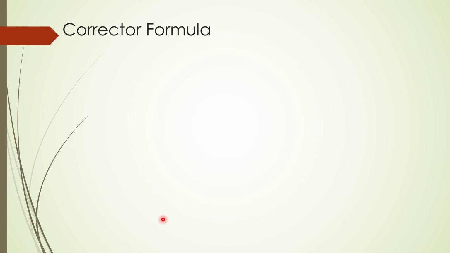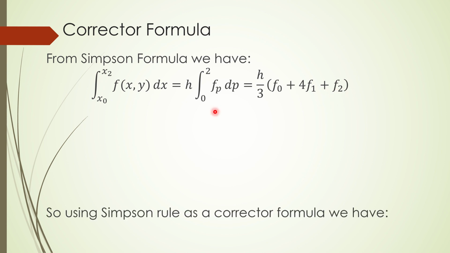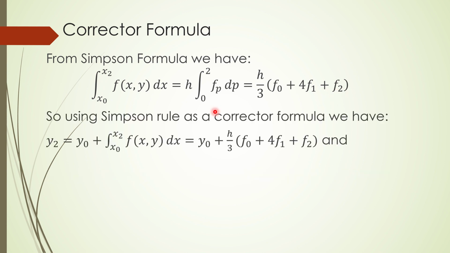To derive the corrector formula, what do we do? We use the Simpson concept. In Simpson, if you remember, we took the integral from x naught to x2 instead of x naught to x4, and then we could prove in a similar way that the integral of f dx from 0 to 2 can be written as h by 3 into (f naught plus 4 f1 plus f2). Then the corrector formula will become y2 equal to y naught plus this one.